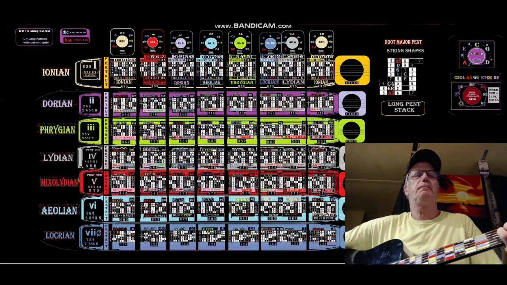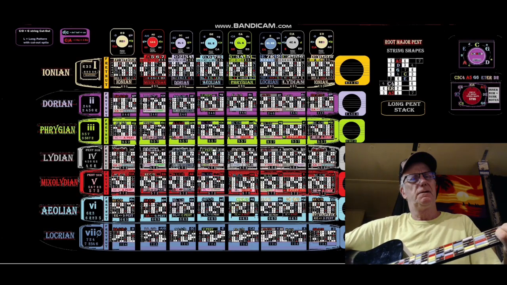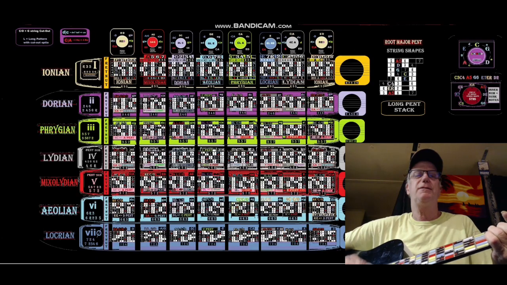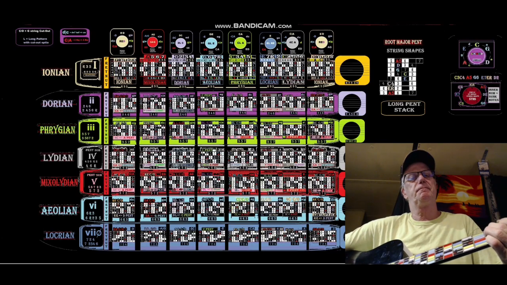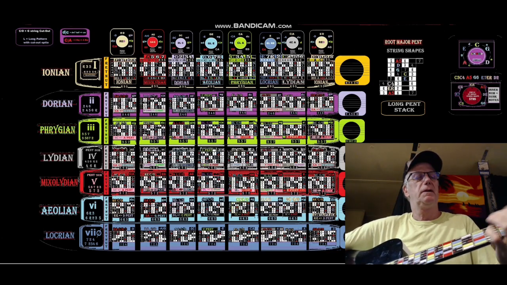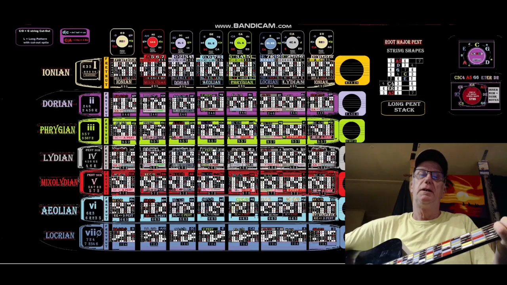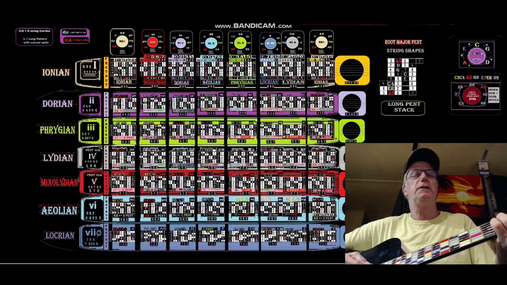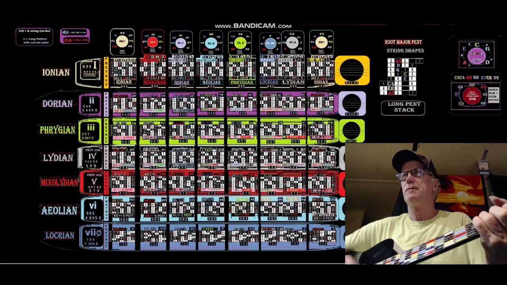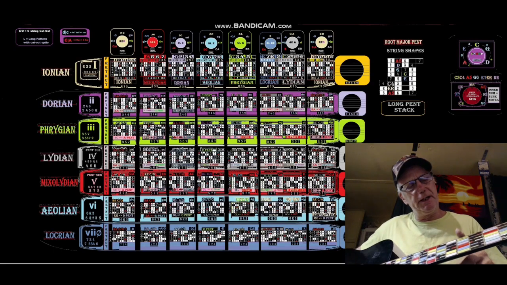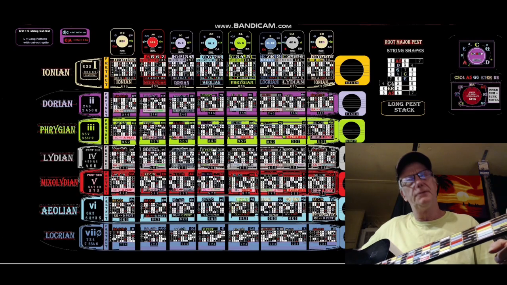E-shaped C, A-shaped F, C-shaped A flat, G-shaped E flat, F minor, A minor shaped, and then my favorite is the E minor shaped C minor. Okay, so this is all because I'm down C tuned.